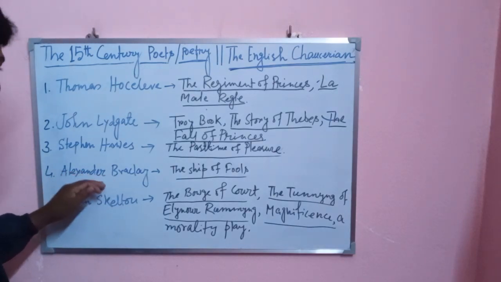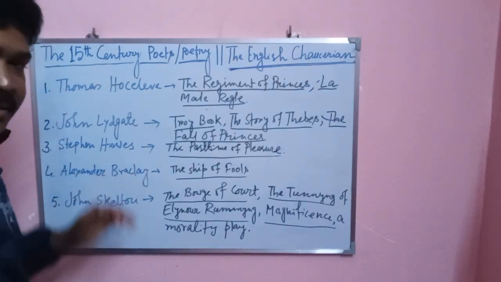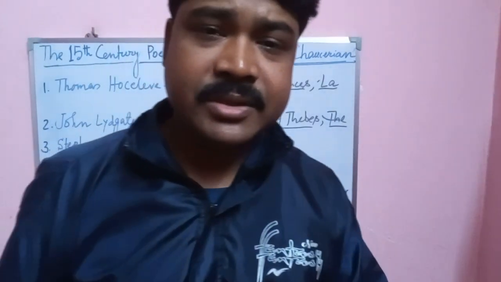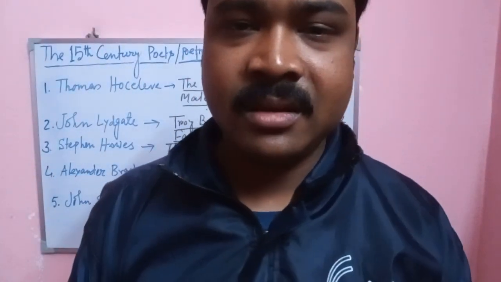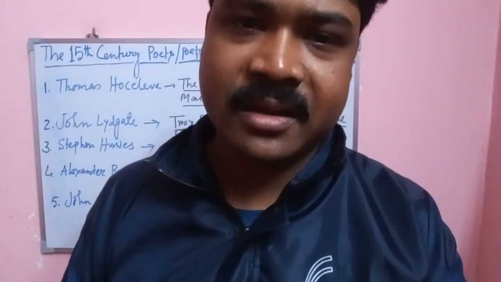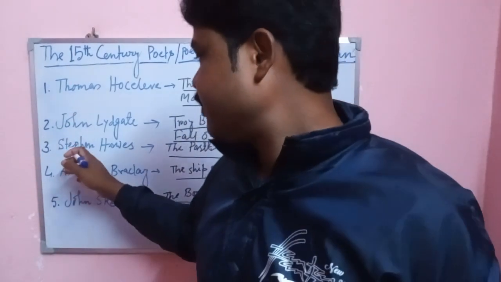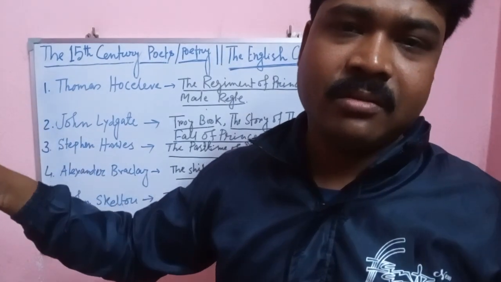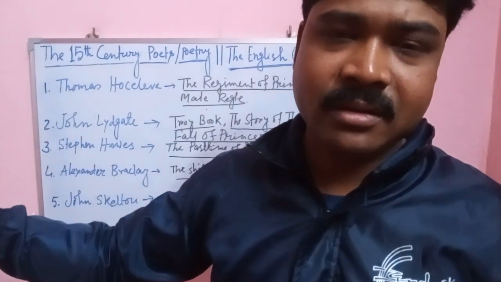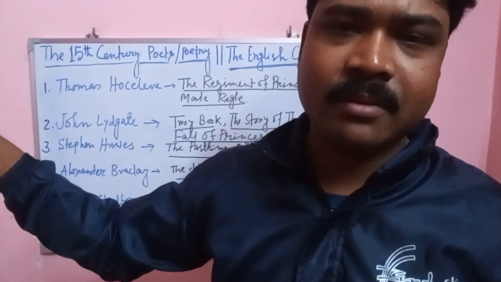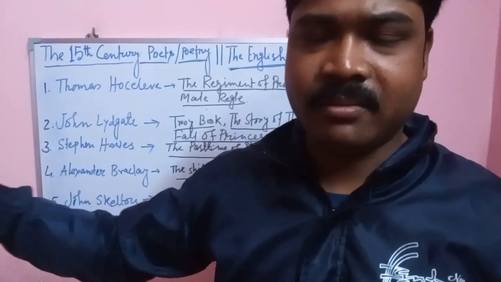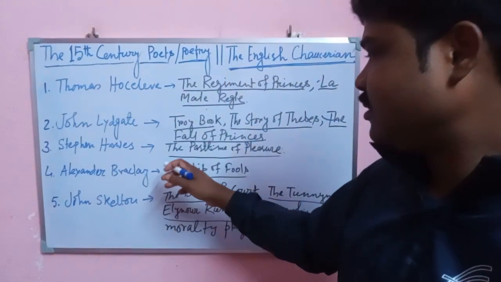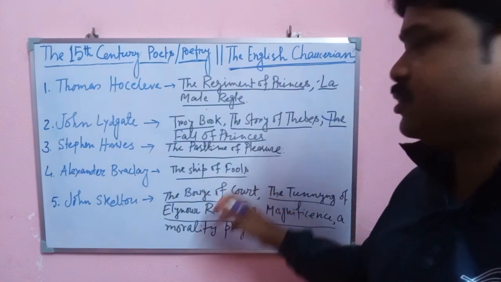Next, Alexander Barclay. Alexander Barclay was a priest in Devonshire. He was a translator and a satirist. Alexander Barclay is better known for his translation of the work of the German poet Sebastian Brant, which he entitled The Ship of Fools.